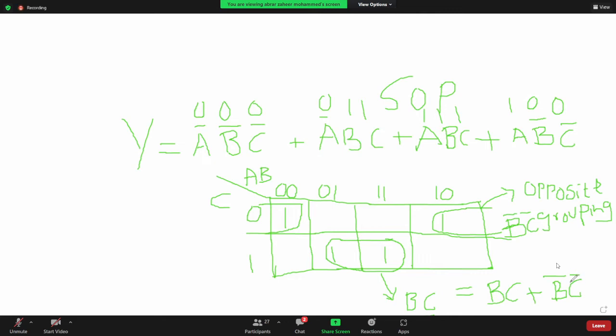So we have simplified the expression, that is A bar B bar C bar plus ABC plus A bar BC plus ABC plus A B bar C bar. Okay. So we have minimized the expression by using the K-map.